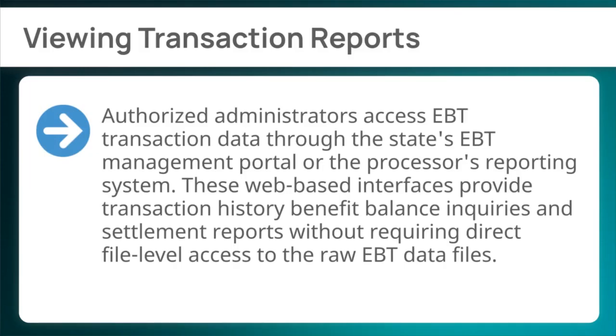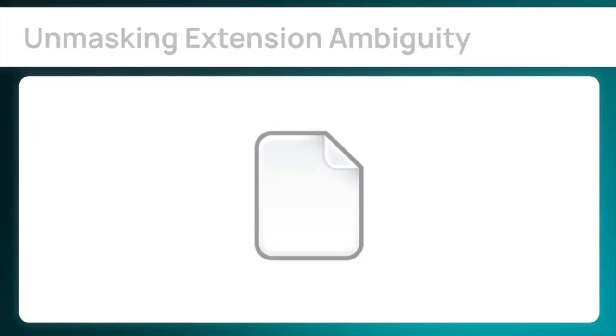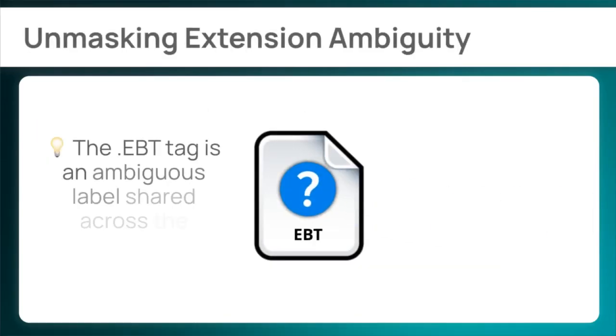Finally, viewing transaction reports. Authorized administrators access EBT transaction data through the state's EBT management portal or the processor's reporting system. These web-based interfaces provide transaction history, benefit balance inquiries, and settlement reports without requiring direct file-level access to the raw EBT data files.